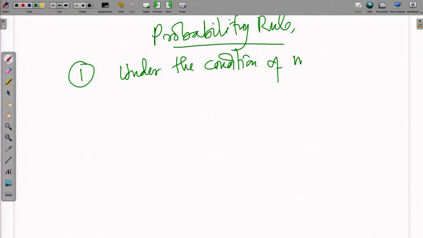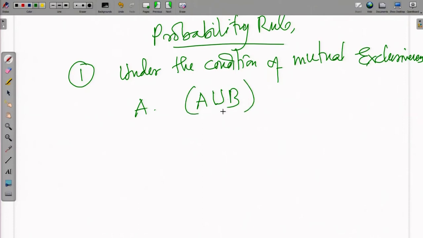So, let us say first is under the condition of mutual exclusiveness. Let us say there are two events A and B, and I want to take a union of A and B, and I want to understand what is the probability of this. By definition it is probability of A plus probability of B minus probability of A intersection B.